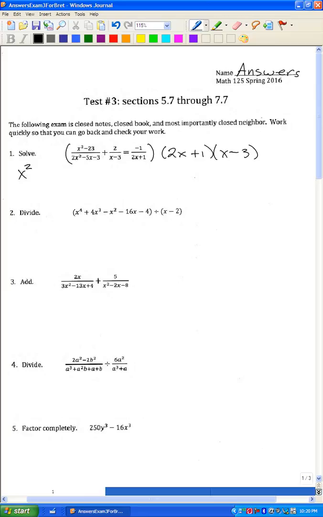So I get x squared minus 23 plus the x minus 3's cancel. And so I just get 2 times 2x plus 1, which is 4x plus 2. The 2x plus 1's cancel. So I just get negative 1 times the quantity x minus 3 gives me a negative x plus 3. Let me add x, subtract 3 from both sides of my equation.